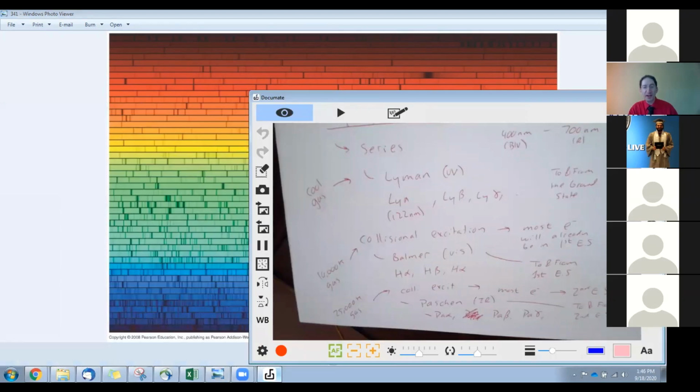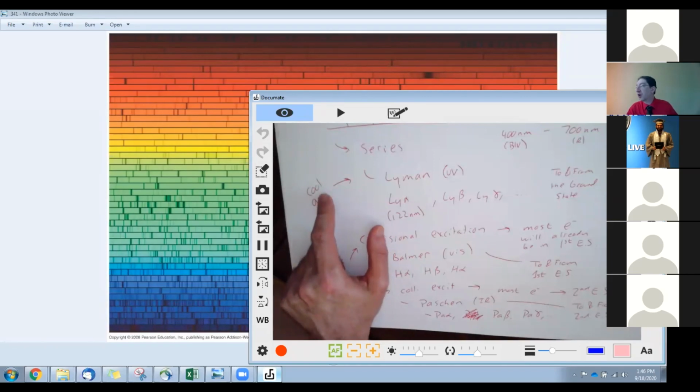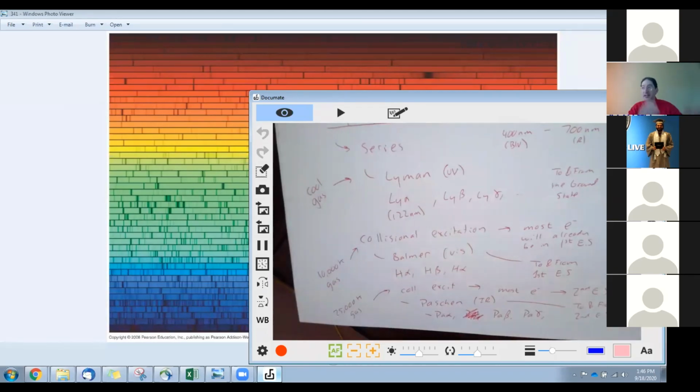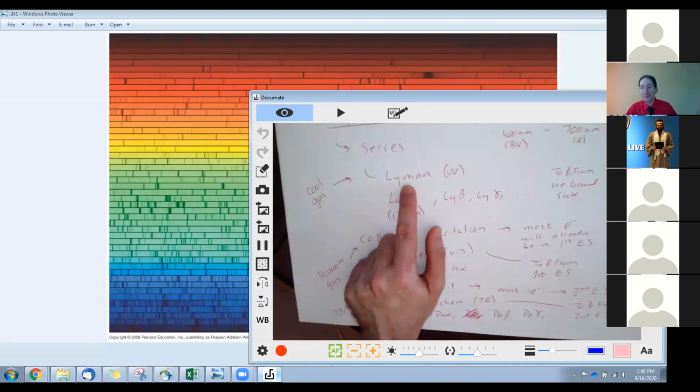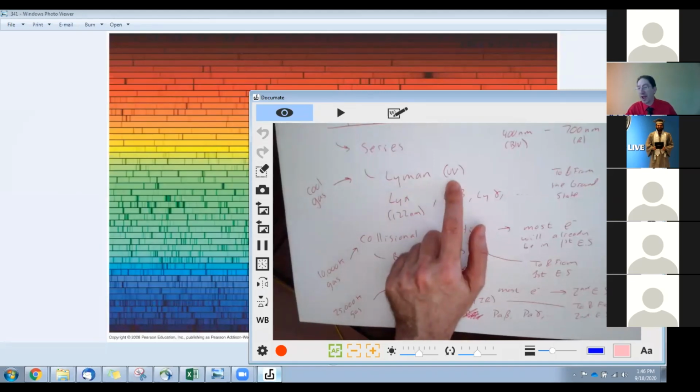Now back to this plot here. If we're less than 10,000 degrees, most of the electrons are in the ground state. Even though that would burn you, it's in the ground state. And so you're going to get a Lyman series, and that will appear in the ultraviolet.